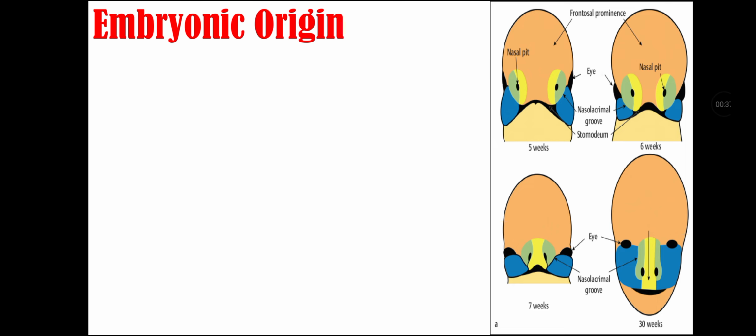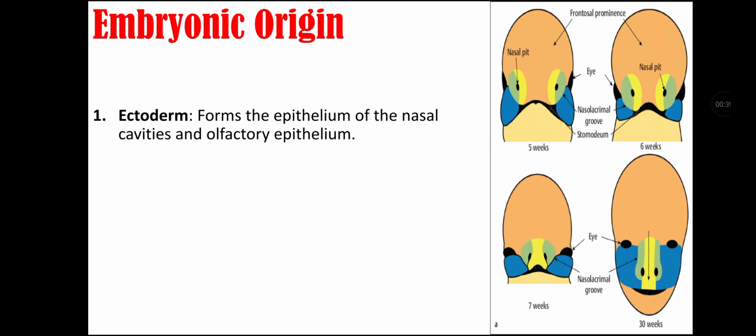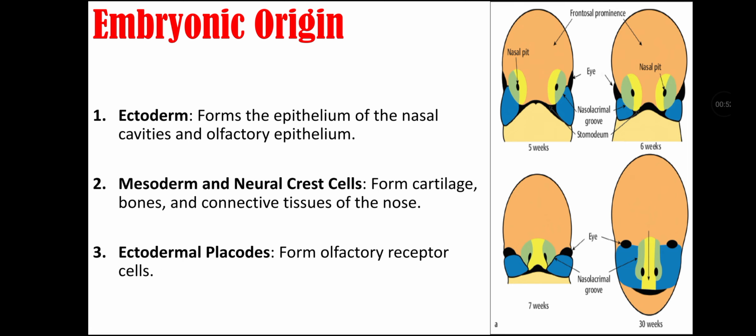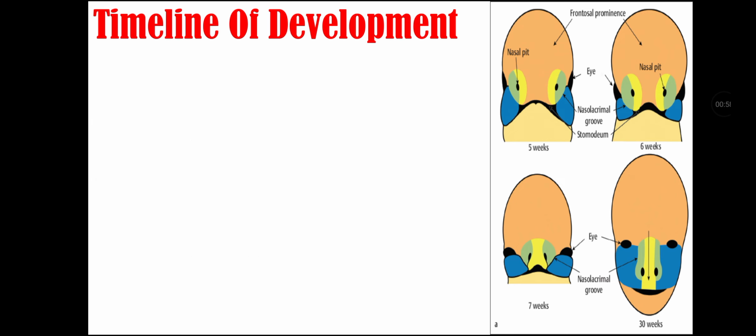Embryonic origin of the nasal cavity. It has ectodermal origin that forms the epithelium of nasal cavity and olfactory epithelium. It also has mesodermal and neural crest cells that form cartilage, bones and connective tissue of the nose. And it also has contribution from ectodermal placodes that form olfactory receptor cells.